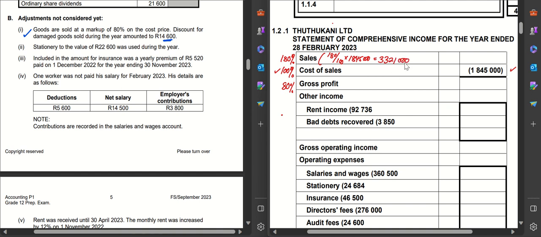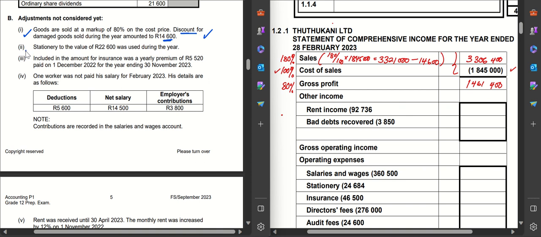But I am told here that there is goods that were damaged, therefore there was a discount for those damaged goods, which was 14,600. Then I can come and say minus 14,600. That is after I have done these calculations first. So I can then close my bracket, and here I'm going to get 3,306,400. Then if I get the difference between my sales and my cost of sales, that gives me my gross profit, which is 1,461,400. That is your adjustment number 1.